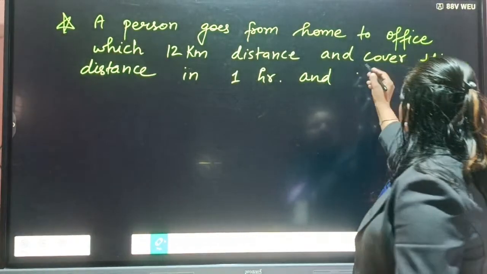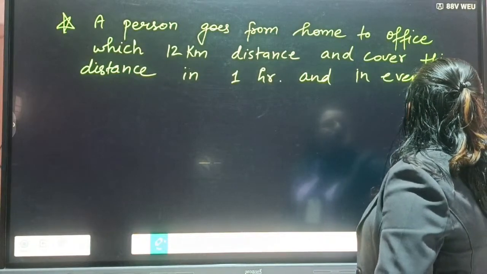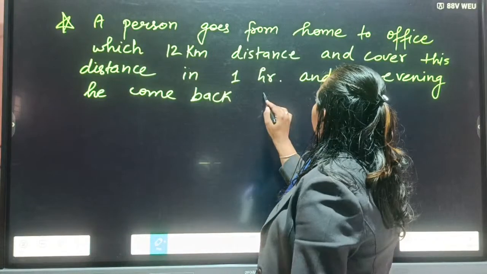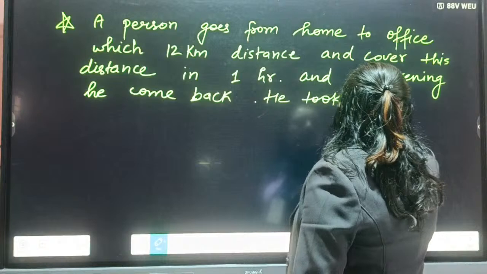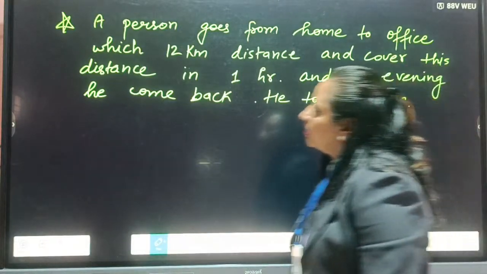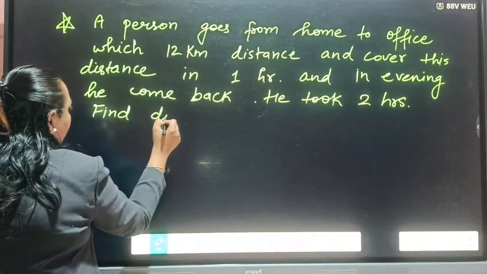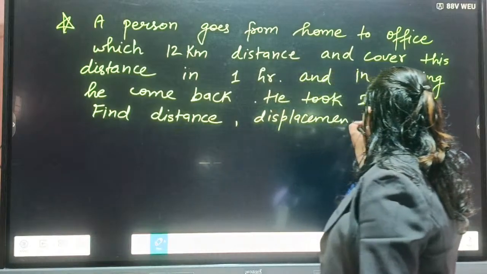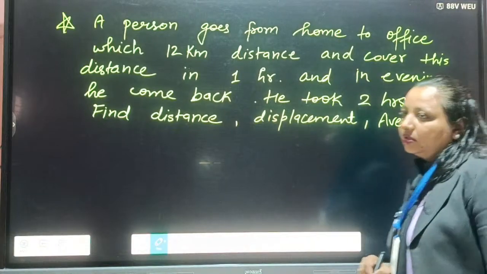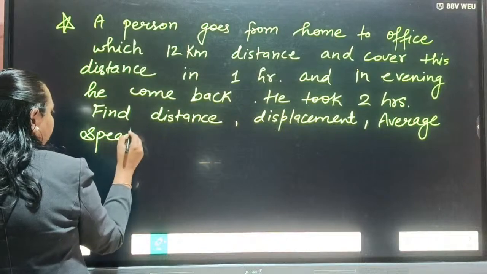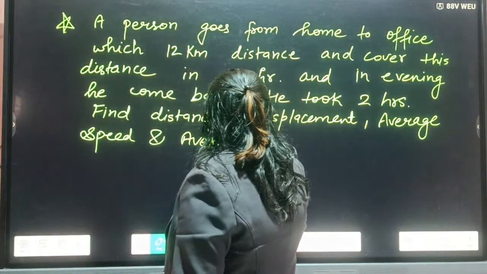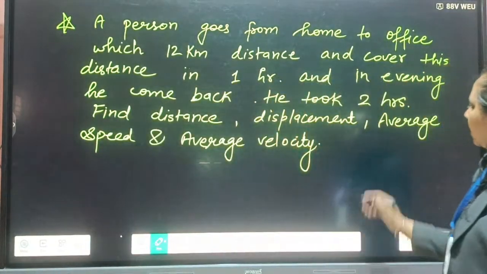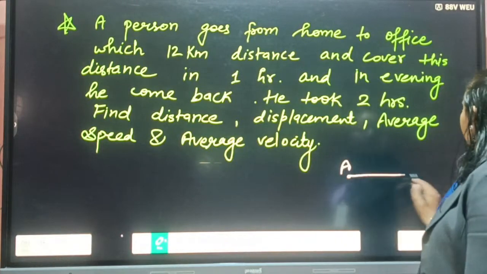And in the evening he comes back. In the evening he returns, then he took 2 hours. In this case, find total distance, displacement, average speed, and average velocity. Okay. So what is said is that a person goes from home to office, point A to point B, which is 12 kilometer distance.